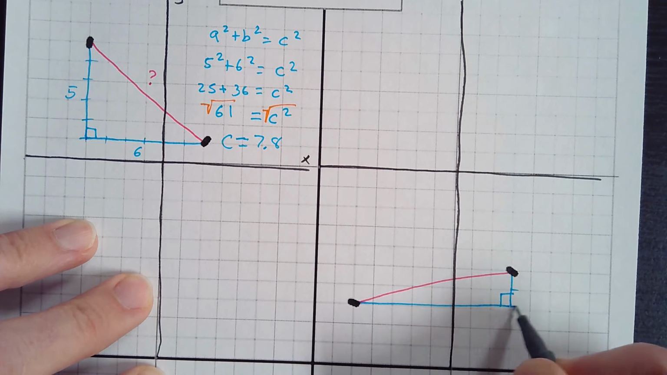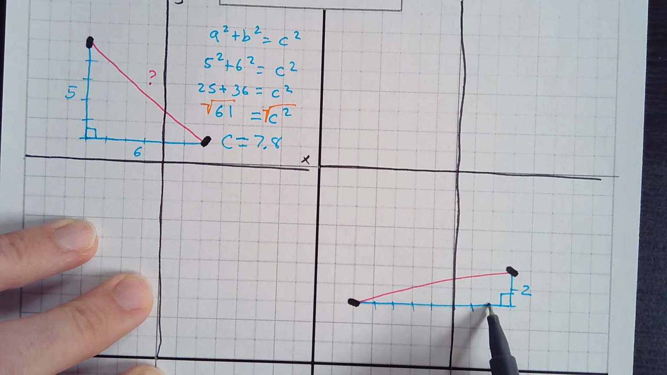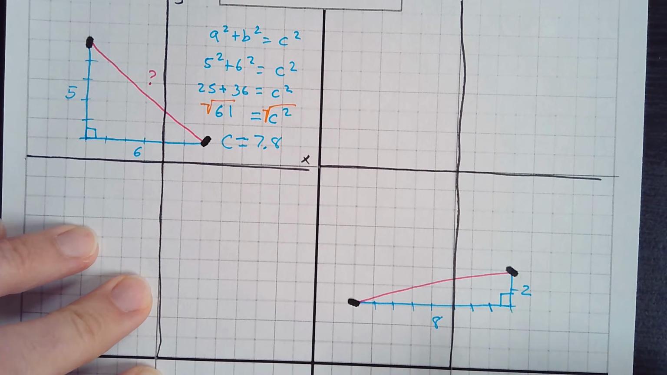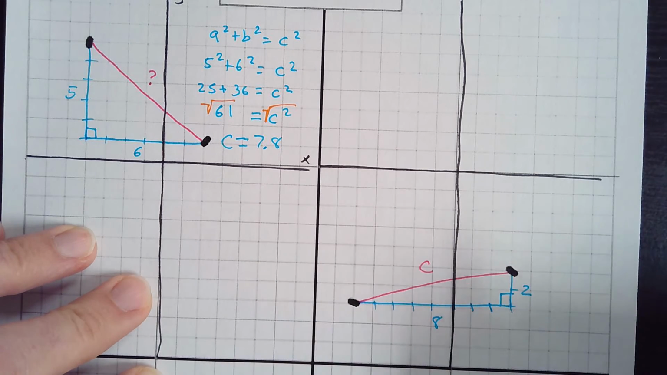So this one is 1, 2. This one is 1, 2, 3, 4, 5, 6, 7, 8. So then we're just going to use our Pythagorean theorem. And this is our C value, right? The hypotenuse is the C.